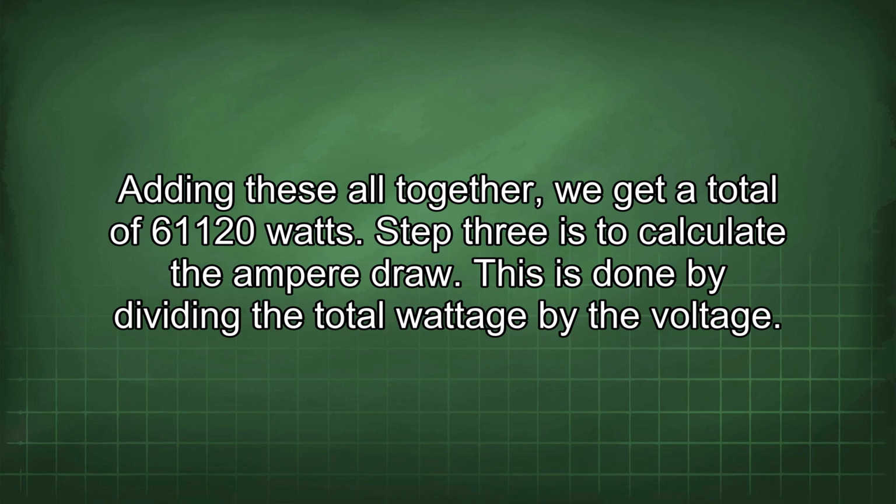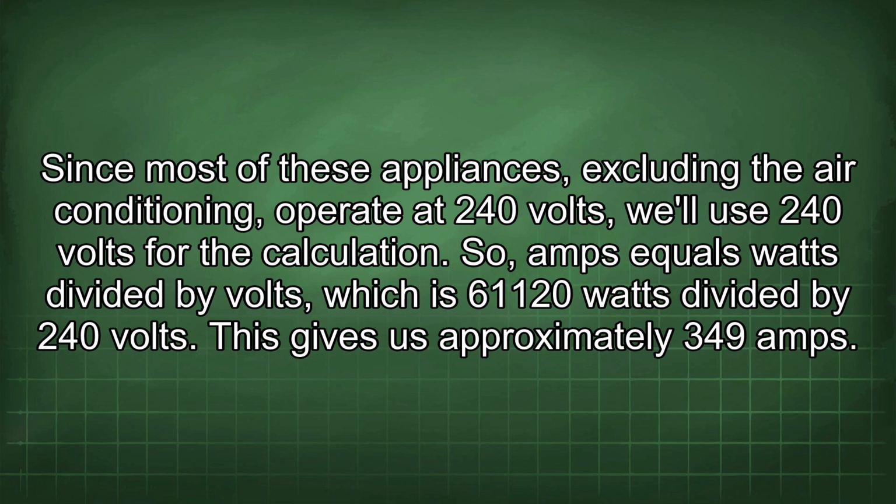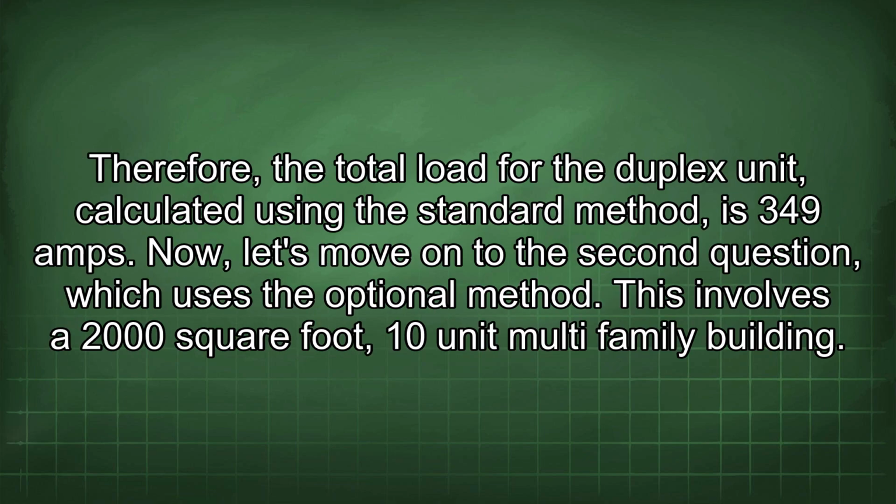Step 3 is to calculate the ampere draw. This is done by dividing the total wattage by the voltage. Since most of these appliances, excluding the air conditioning, operate at 240 volts, we'll use 240 volts for the calculation. So amps equals watts divided by volts, which is 61,120 watts divided by 240 volts. This gives us approximately 349 amps. Therefore, the total load for the duplex unit calculated using the standard method is 349 amps.